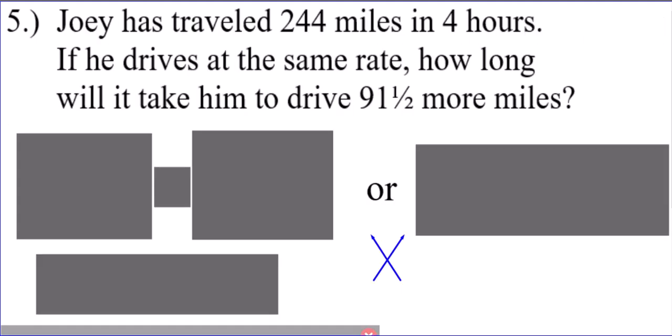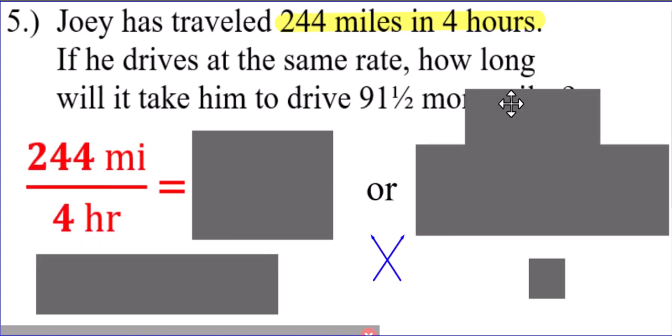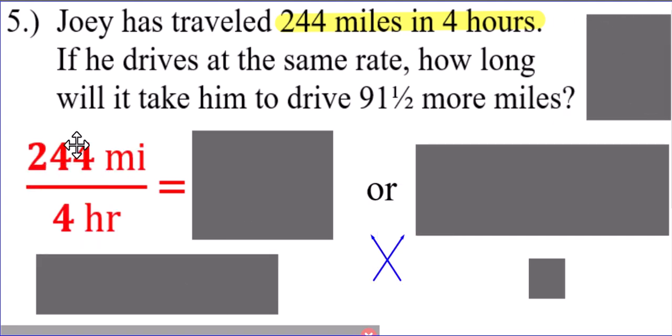Problem number 5. Joey has traveled 244 miles in 4 hours. If he drives at the same rate, how long will it take him to drive 91.5 more miles? Okay, let's put an equal sign and let's set up our fractions. The easiest way to set up your fractions is to pick the first ratio that the problem talks about and write that as your first fraction. So that's exactly what I'm going to do. I'm going to write 244 miles over 4 hours.